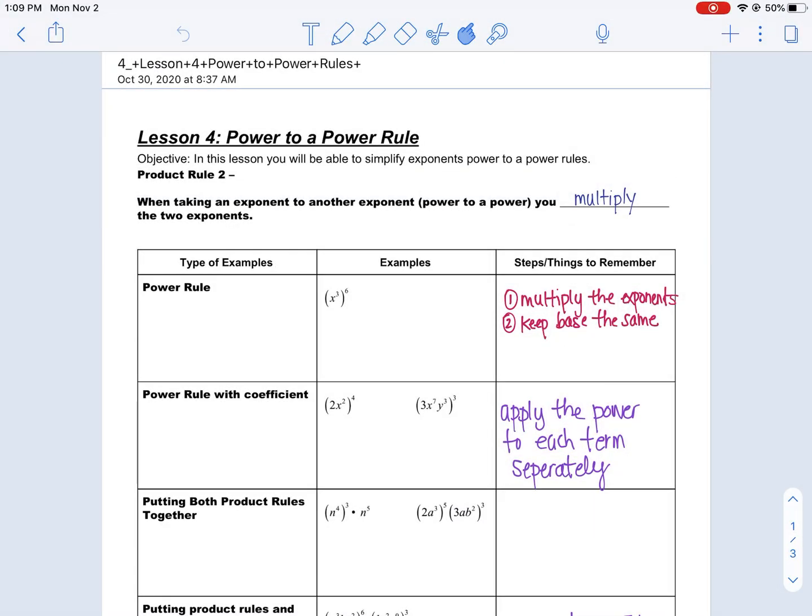Okay, lesson 4, power to power rule. So this is kind of our second rule that involves a product looking type of problem. When taking an exponent to another exponent, a power to a power, you multiply the two exponents together. So just to recap, the product to a power rule makes you add the exponents. The power to a power rule makes you multiply the exponents.